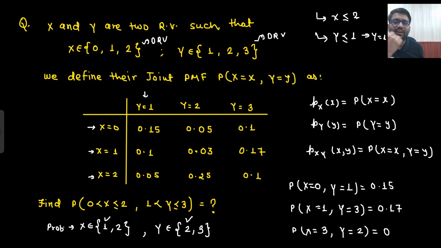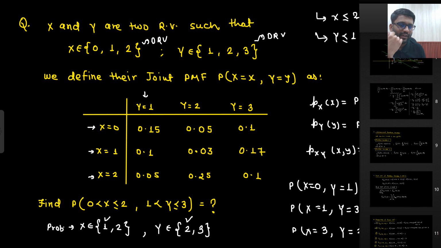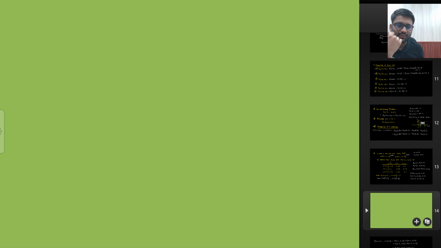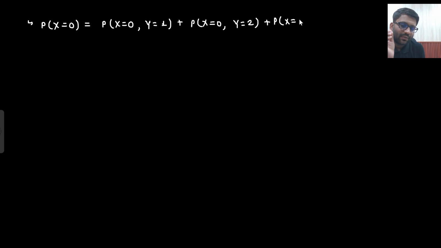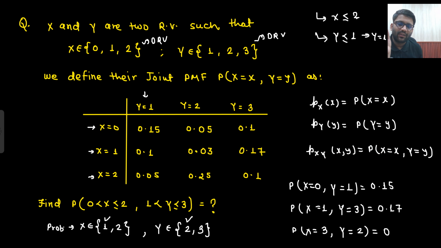Now in this question only, what if someone asks you the probability of x equals 0? Find the probability of x equals 0. In this question only I am asking the probability of x equals 0. What do you think? What will be the answer? So just think about it. If x is equal to 0, y could be 1, or if x is equal to 0, y could be 2, or if x is equal to 0, y could be 3. That's it. So if you need to find the probability of x equals 0, then that means you just need to add this line. That's it.